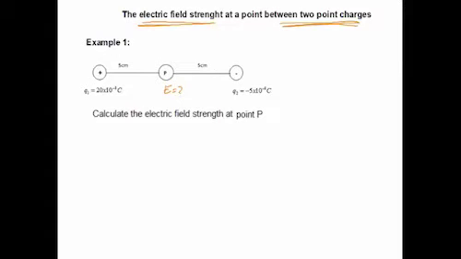We have two charges, and each one has its own effect on the electric field strength. So first of all, we have to calculate the direction of E due to each charge, Q1 and Q2. Suppose this is Q1 and this is Q2. Q2 is positive. At this point, what will be the direction? The lines are going out of the charge, so that will be the direction of E.